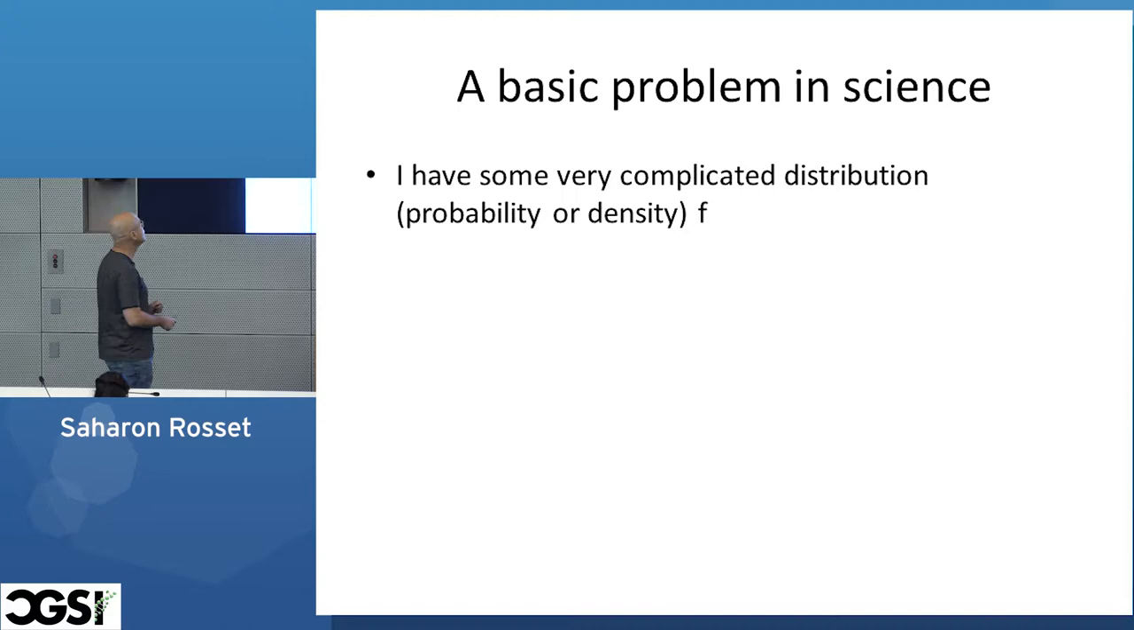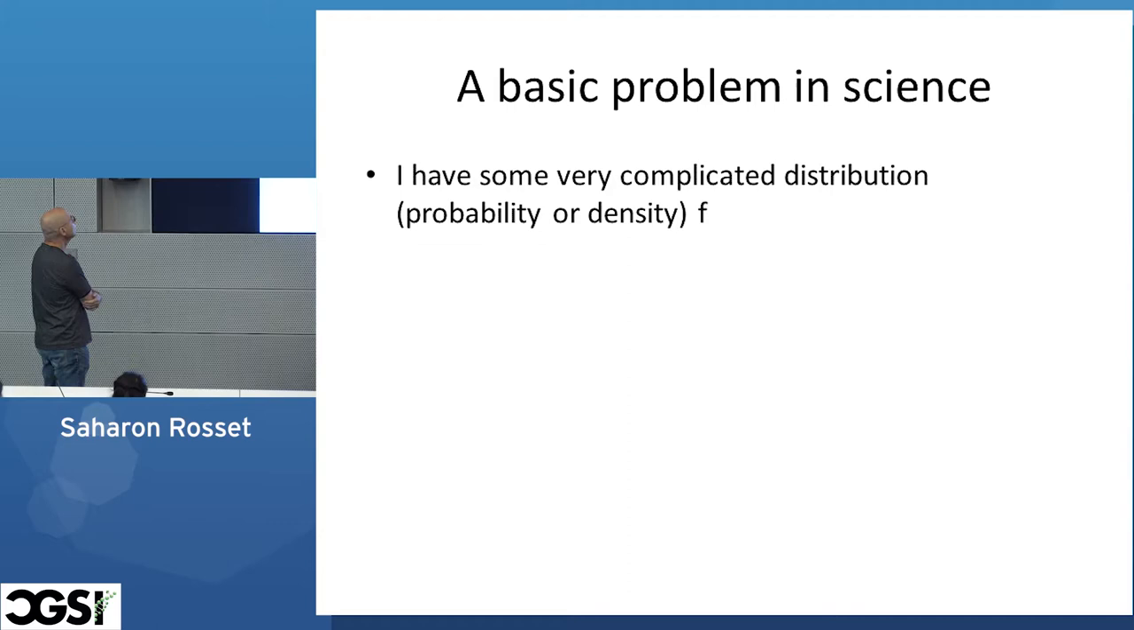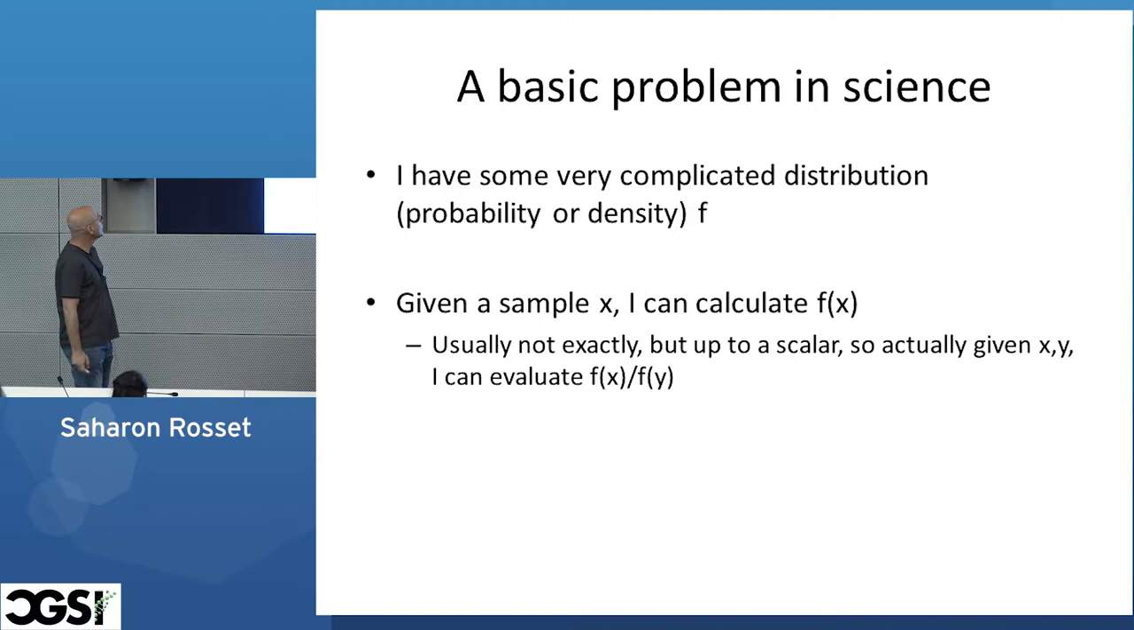So there's some very complicated distribution. It can be a probability distribution or a density of a continuous space, and we'll call that F. And if someone gives me a point x from the sample space, I can calculate f. That's the setting we are assuming. And in fact, usually I cannot calculate f.